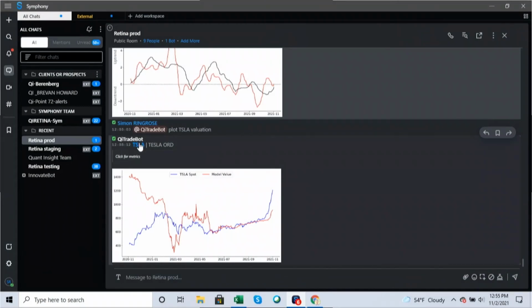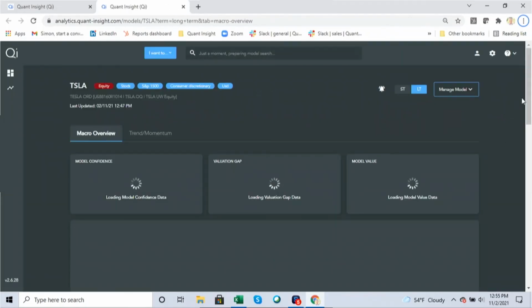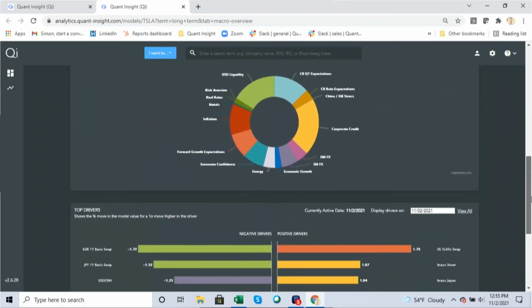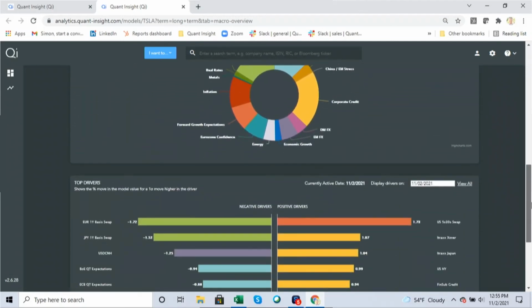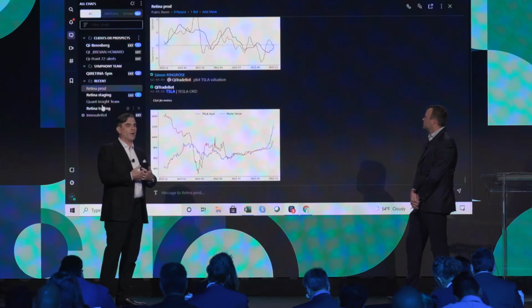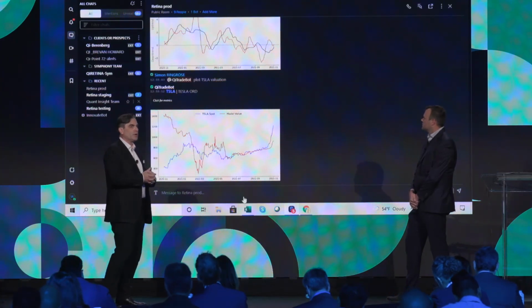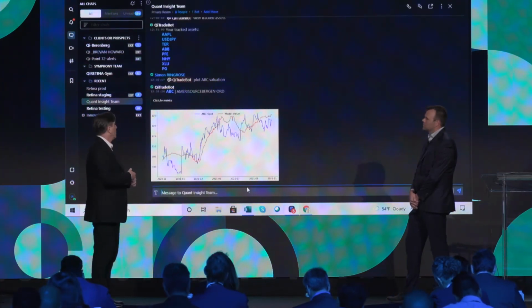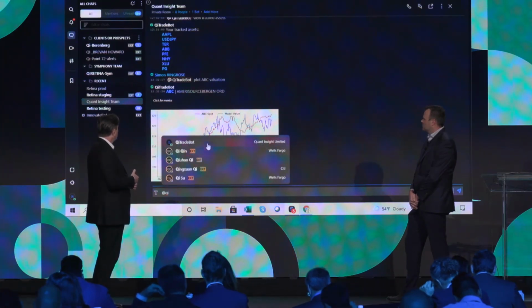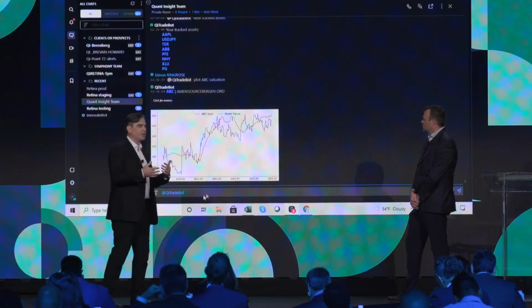I just want to underline the fact that there are no new logins here. There are no passwords to remember. It's all in your Symphony platform that you're already using. So these notifications are pushed to you saying, hey, pay attention to me when macro is relevant to me in terms of Tesla, for example. That makes it a very easy way to stay on top of your macro risks or your macro opportunities.